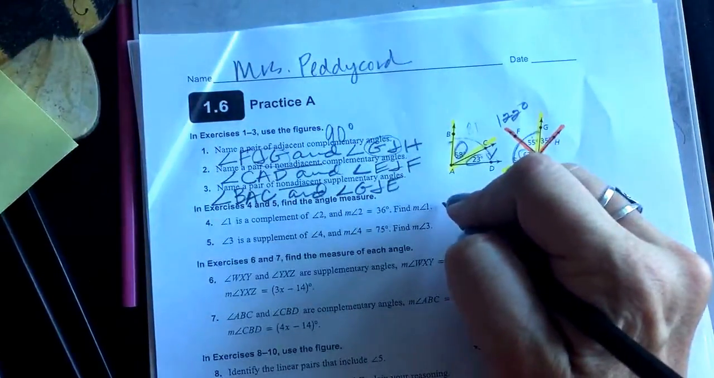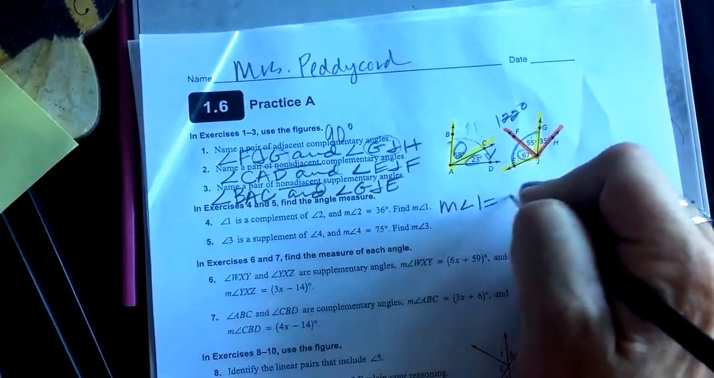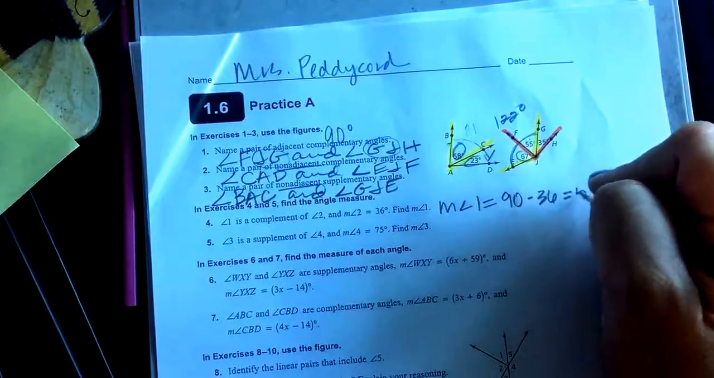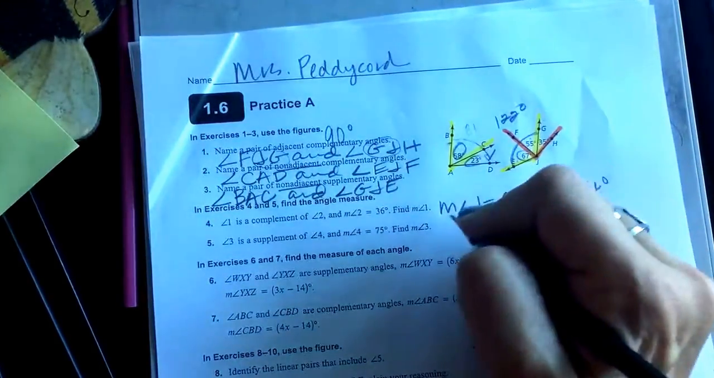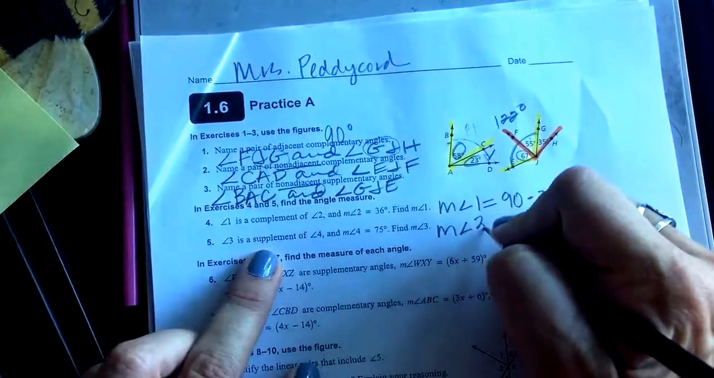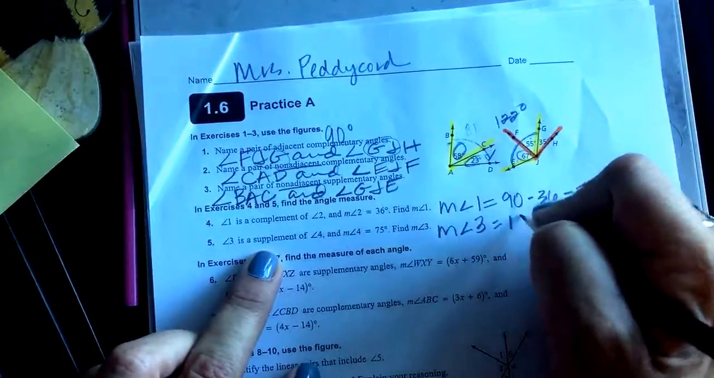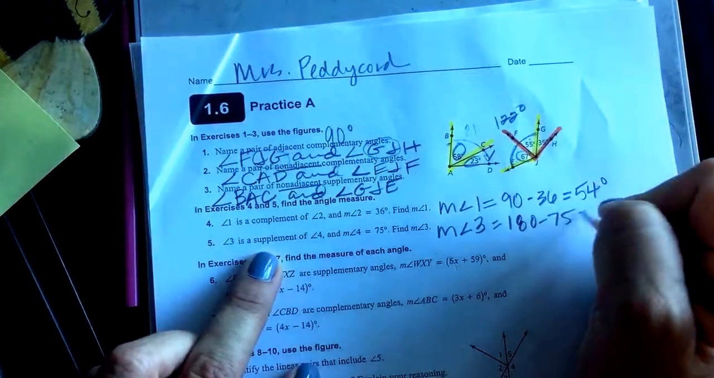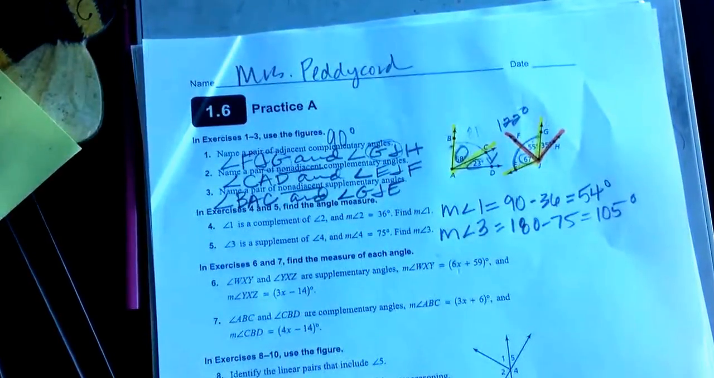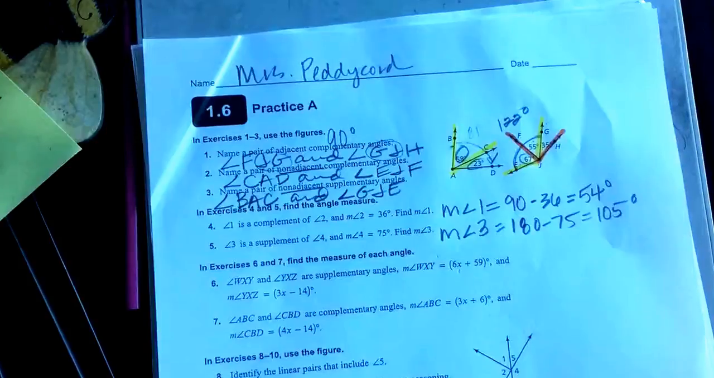What do we got for the measure of angle 1? It's going to be 90 minus 36. What is that? 54 degrees. The measure of angle 3, this one's a supplement. Okay, 180 minus 75, great, 105, no problem. Okay, good stuff.